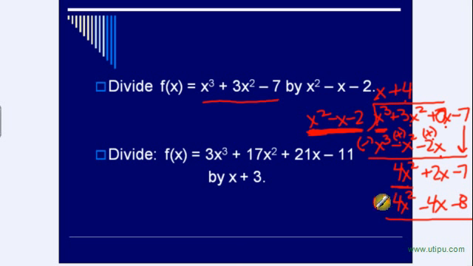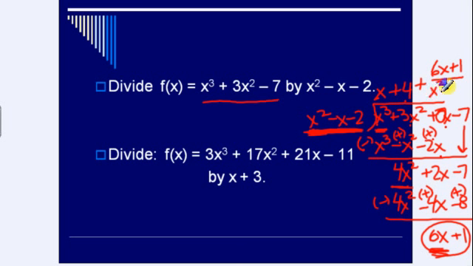4x squared minus 4x squared, those cancel. 2x minus a negative is going to become plus 4x. So that's 6x. Then negative 7 minus negative 8 is going to become positive 1. Now if I look at taking x squared into 6x, I can see it's not going to go into it because I'm looking at a lesser degree here. So here's my remainder, which I can write as a fraction, 6x plus 1 over, when I'm dividing by, x squared minus x minus 2.